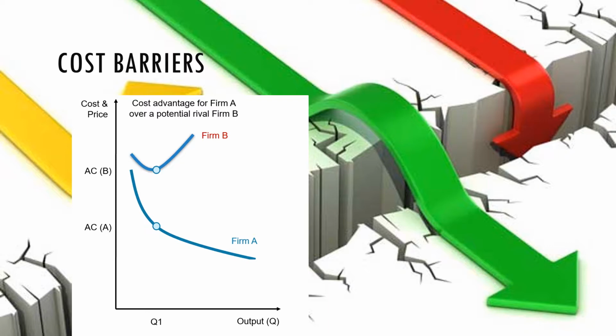A common barrier to entry is a cost barrier. So for example, here we have 2 firms, firm B and their cost curve, and firm A and their cost curve. Now for firm A, they have a serious cost advantage over firm B. They have much lower costs, and as a result it's very difficult for firm B to compete with firm A.